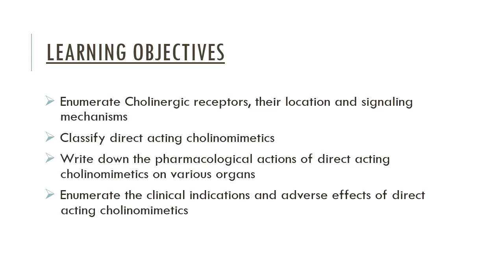Then the next thing you are supposed to know is to list or enumerate the clinical indications. What are the uses? Where are these drugs used? What are the therapeutic indications? And the toxicity. As you know, acetylcholine has effects on various organs. At certain places these are beneficial, while at other places they are not required effects. So selectivity is very important. Selectivity, specificity is something very, very important.